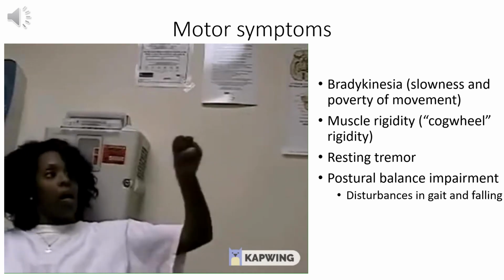So for motor symptoms, I thought it'd be useful for us to watch a video, and then I will try and point out the four key features of Parkinson's disease in terms of motor symptoms, which is bradykinesia, which is slowness or poverty of movement, muscle rigidity. We'll talk a little bit about cogwheel rigidity after the video, and resting tremors, and postural balance impairment, which is disturbance in gait and prone to falling.